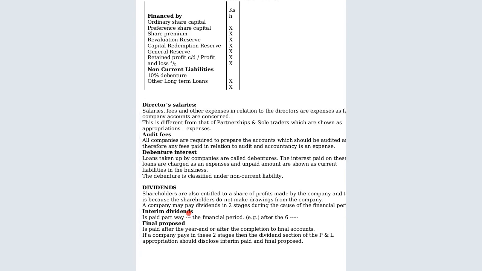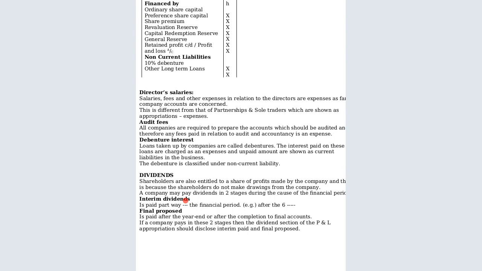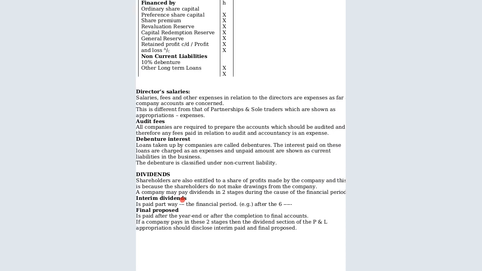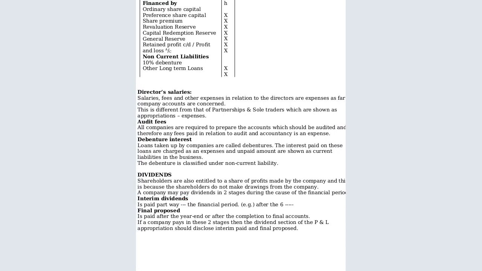We had audit fees, and I said audit fees are the fees that are paid to auditors who come and audit the books of account. We have the debenture interest. So the debenture interest is like interest on a loan. A debenture is like a type of loan, only that mostly we use the word debenture when it comes to companies. So we are told loans taken up by companies are called debentures.